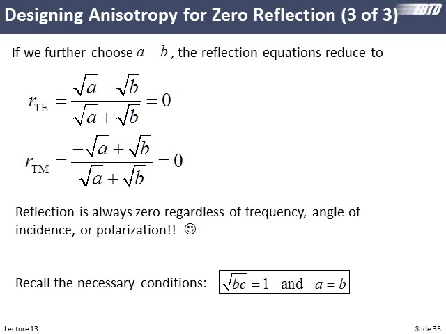So we'll set these remaining reflection terms with our new expressions equal to 0. And what comes out of this? As long as we make A equal to B, we will get 0 in the numerators of these equations, and we will have 0 reflection. That's independent of angle of incidence, independent of polarization, and independent of frequencies. So the two rules we came up with to do this are that the square root of B times C equals 1, and we make A and B the same.